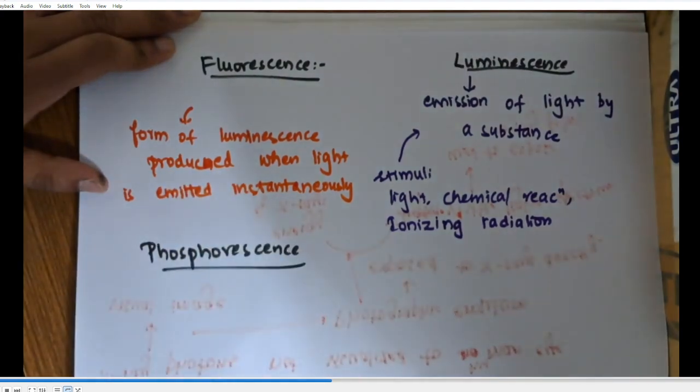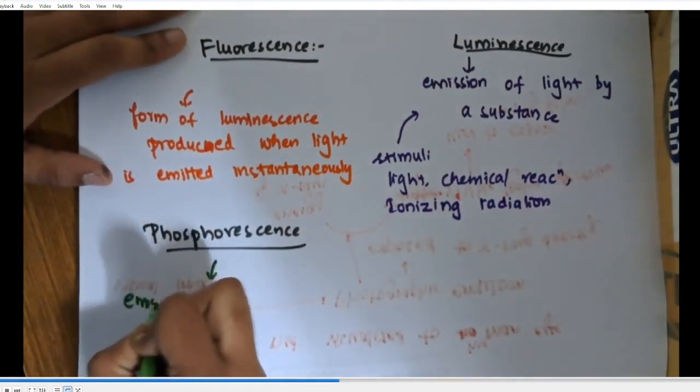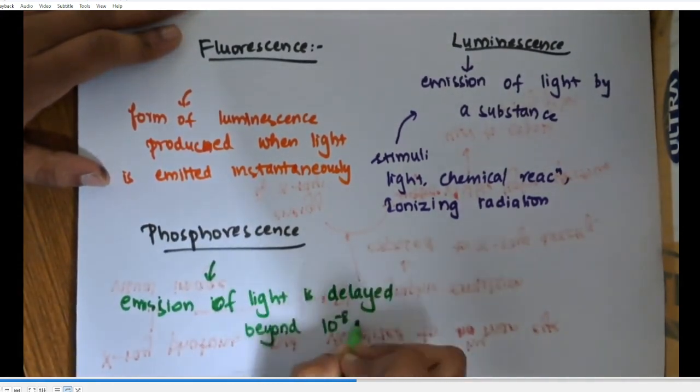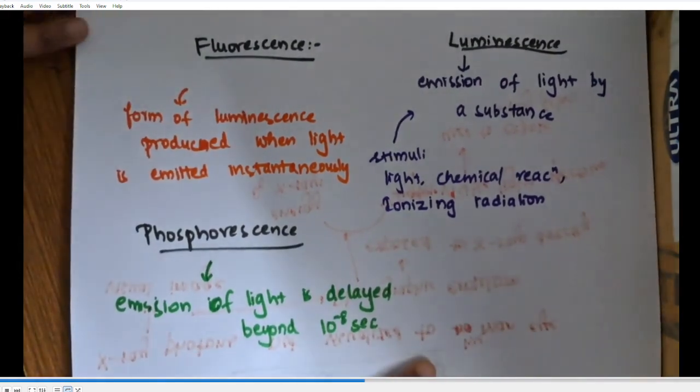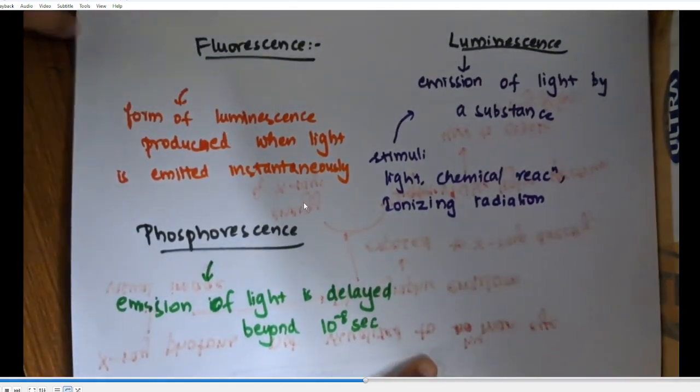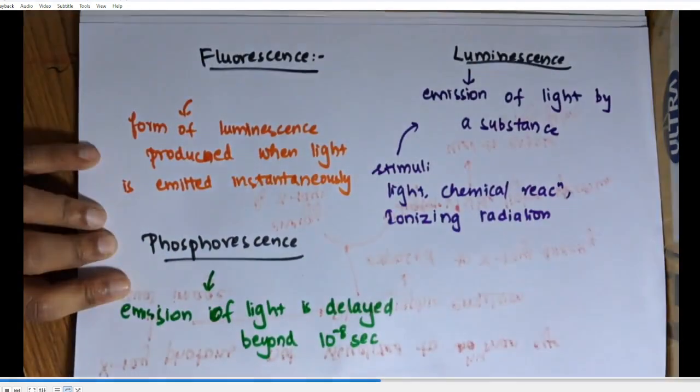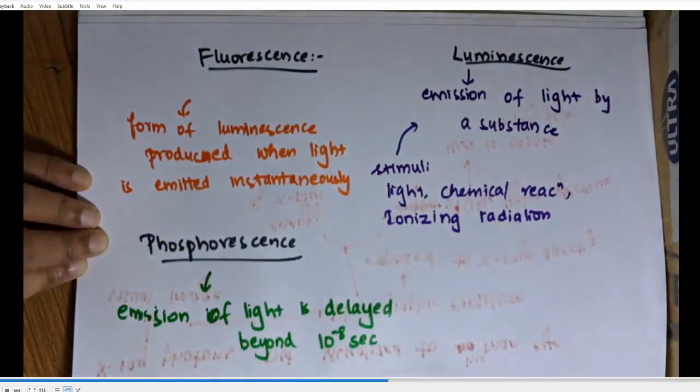Then the second term is phosphorescence. Phosphorescence is when the emission of light is delayed beyond 10 to the power of minus 8 seconds. That means if the light is emitted instantaneously, that is within 10 to the power of minus 8 seconds, then we call it fluorescence. If the light is emitted after more than 10 to the power of minus 8 seconds, then we call it phosphorescence. This fluorescence is used in diagnostic radiology.